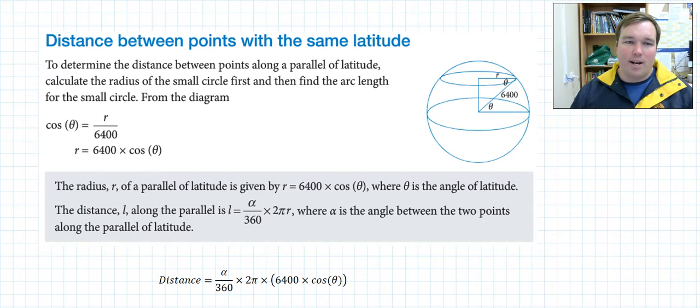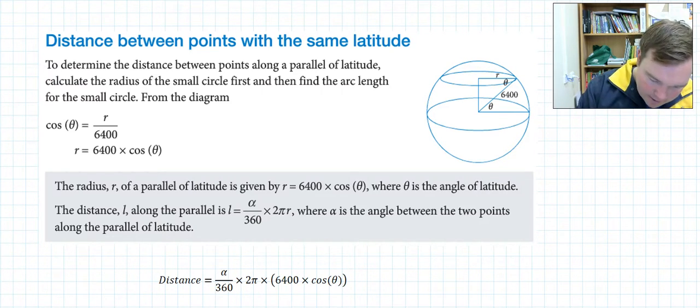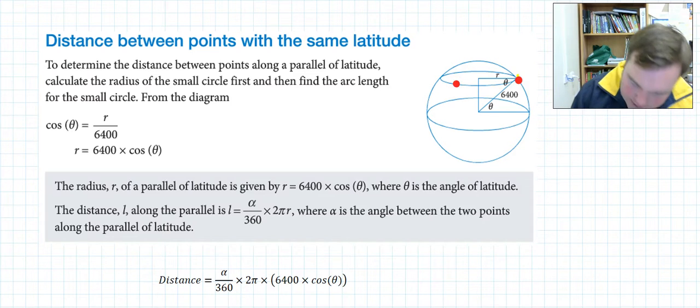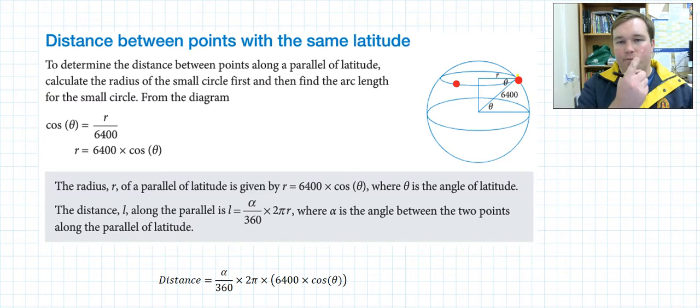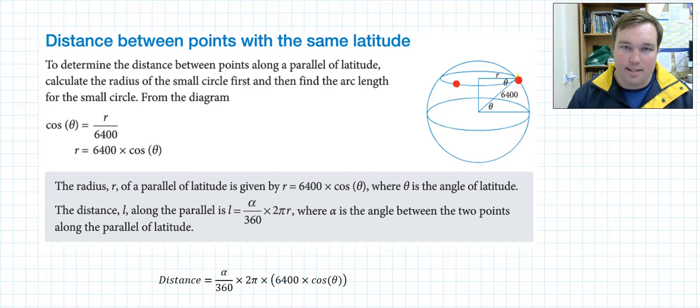What we're looking at now is how to calculate the distance between 2 points that are on the same latitude. What that means is that if you have a point here, and another point on the same latitude around the world, how to calculate that distance.